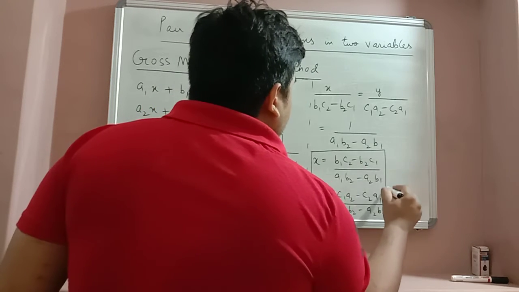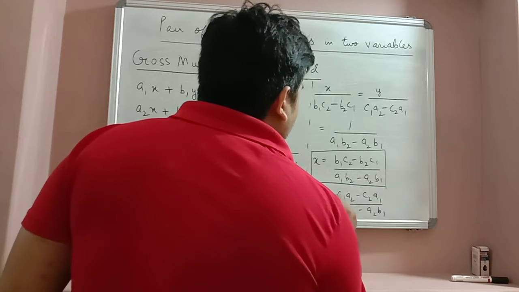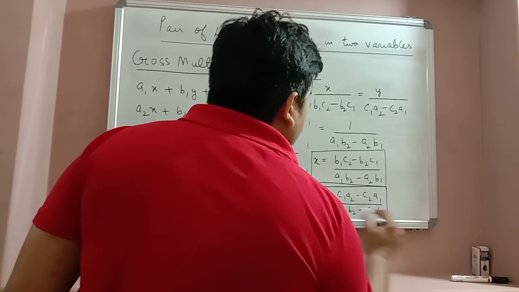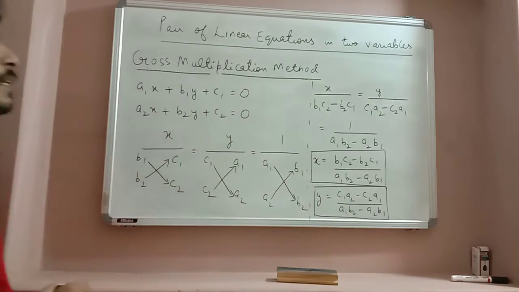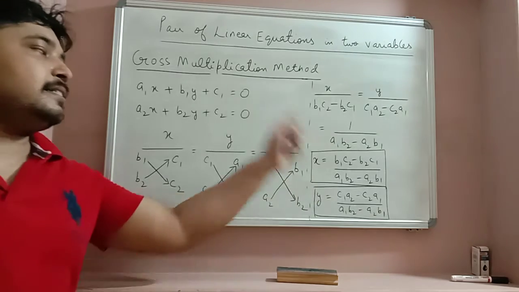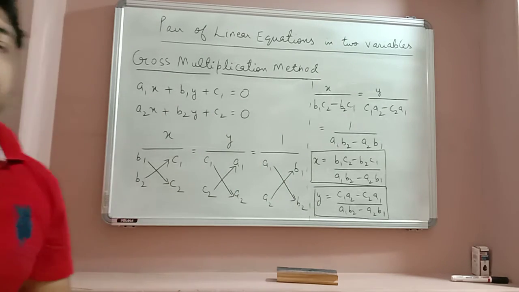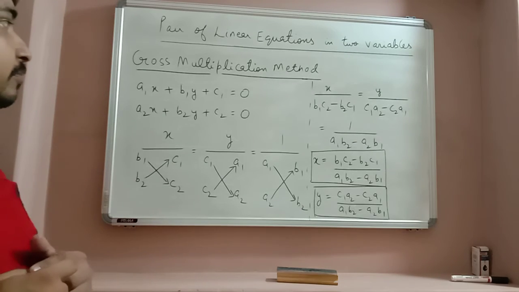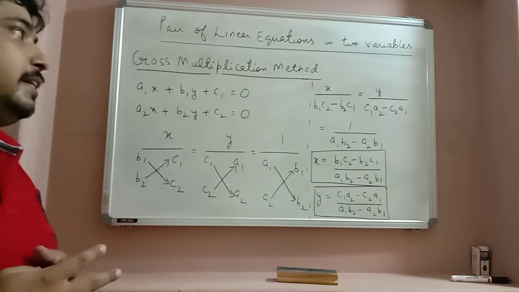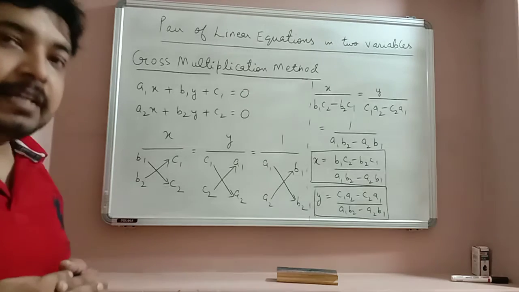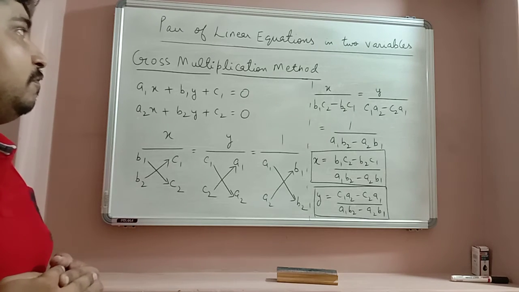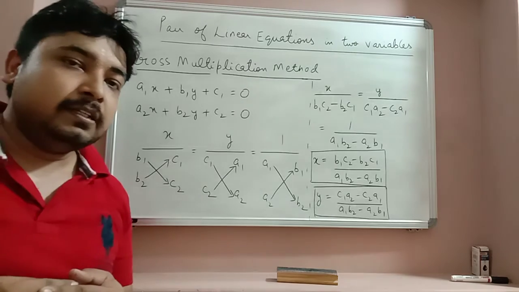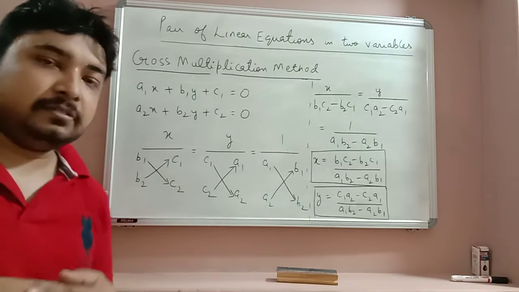Now you can compare these values with the previously derived values and you will find out that these values are same as the previously derived formulas. Alright, I hope this is clear to everyone. And now let's take up a question in order to solve using cross multiplication method so that it is clear to everyone.